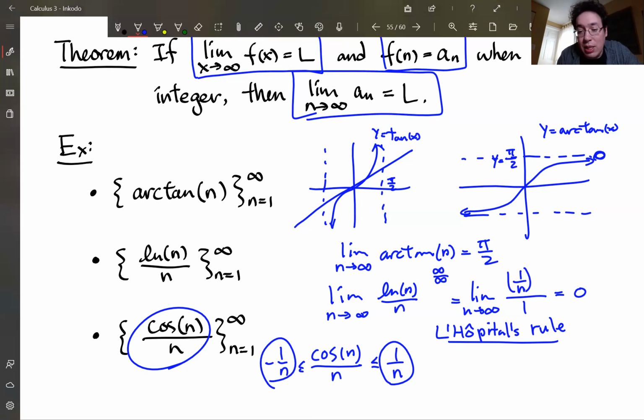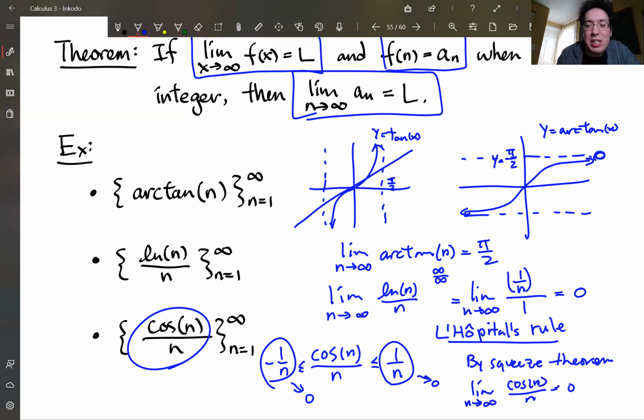But both of these are easy to compute, right? 1 over n gets closer and closer to 0. -1 over n also gets closer and closer to 0. And then the term in the middle has nowhere to go except for the same limit of 0. It's trapped between those two things, and they're both going to 0. So by the squeeze theorem, the limit as n goes to infinity of cosine of n over n is equal to 0. So these were some techniques that you might have used in your Calculus 1 course.